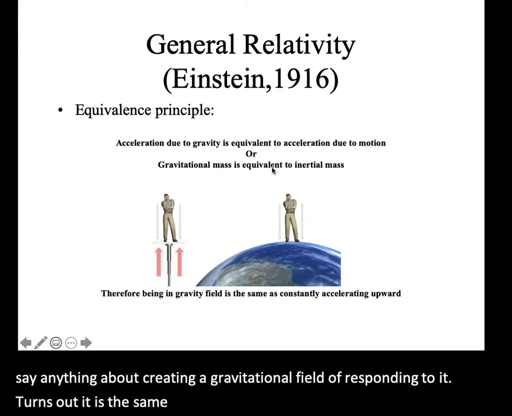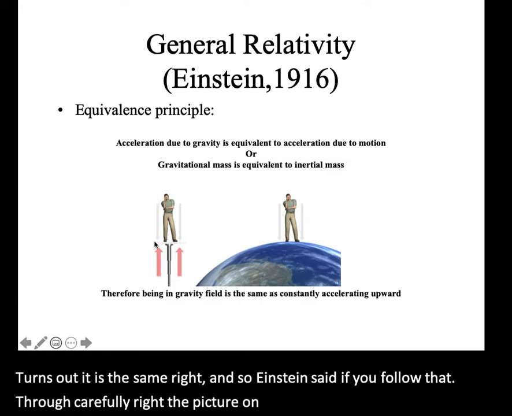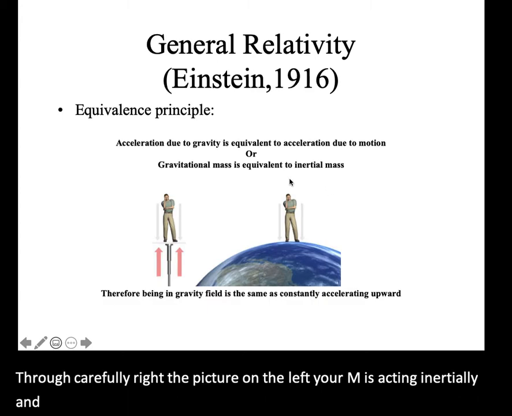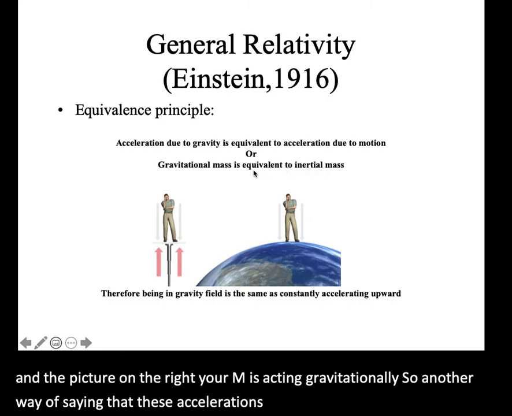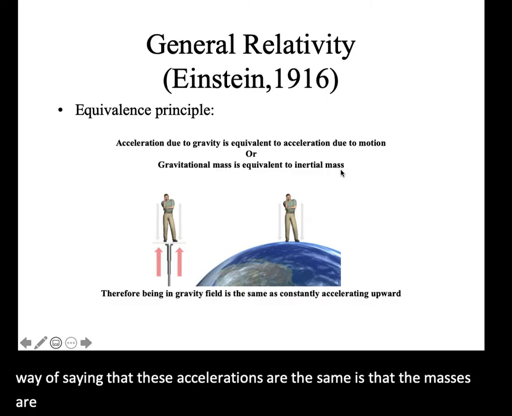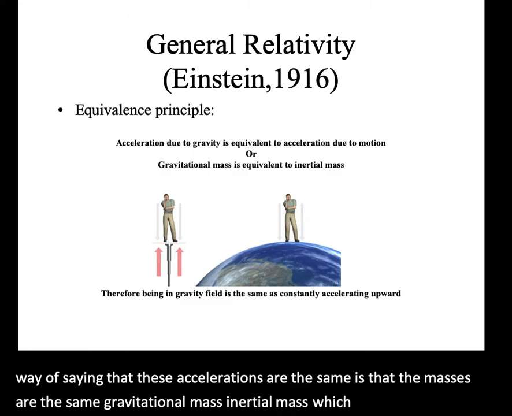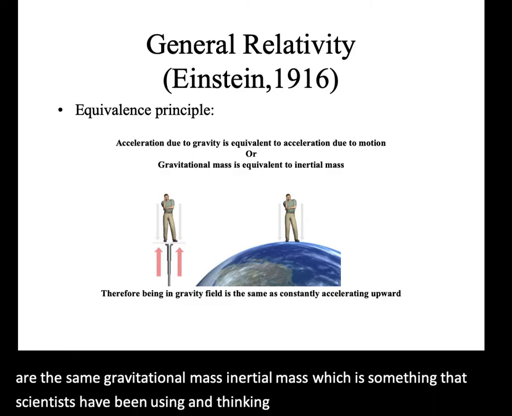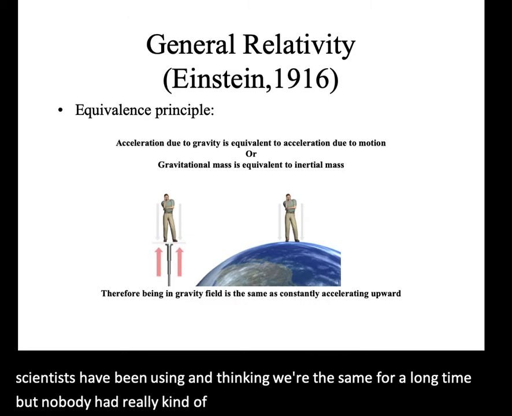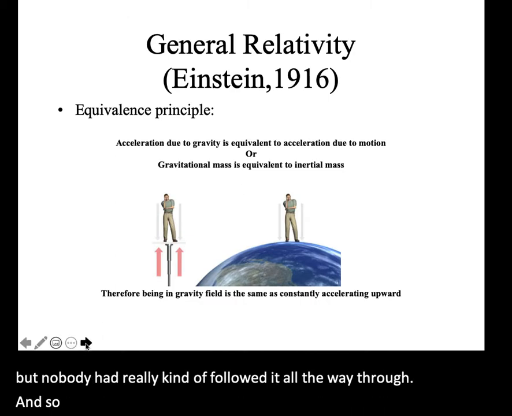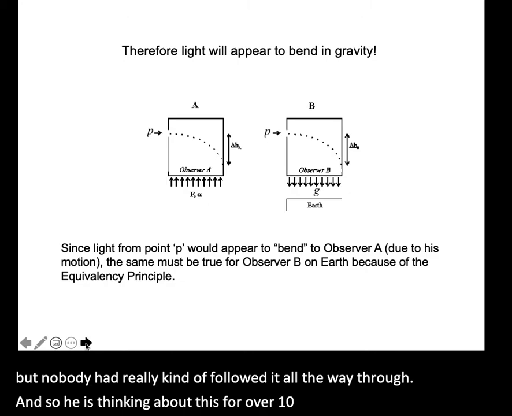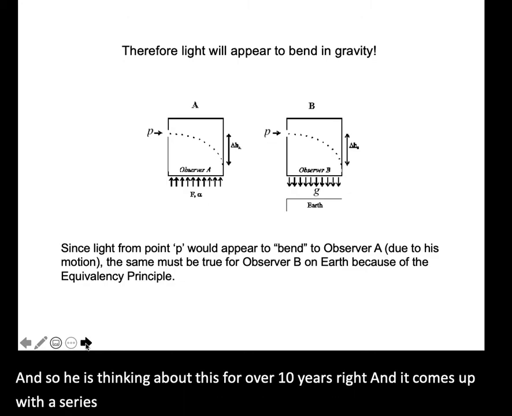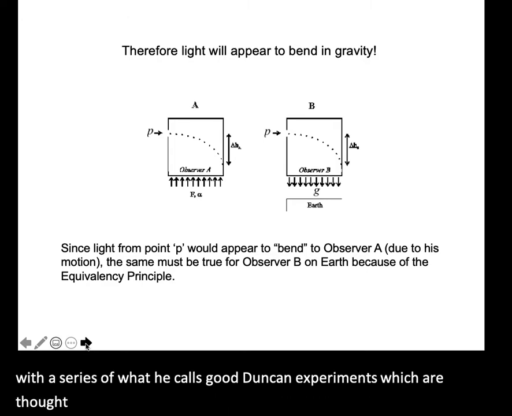And so Einstein said, well, if you follow that through carefully, in the picture on the left, your m is acting inertially, and in the picture on the right, your m is acting gravitationally. So another way of saying that these accelerations are the same is that the masses are the same, gravitational mass and inertial mass, which scientists have been using and thinking were the same for a long time, but nobody had really followed it all the way through. And so he is thinking about this for over 10 years, and he comes up with a series of what he calls Gedanken experiments, which are thought experiments, to try to figure out what kind of behavior you would see.